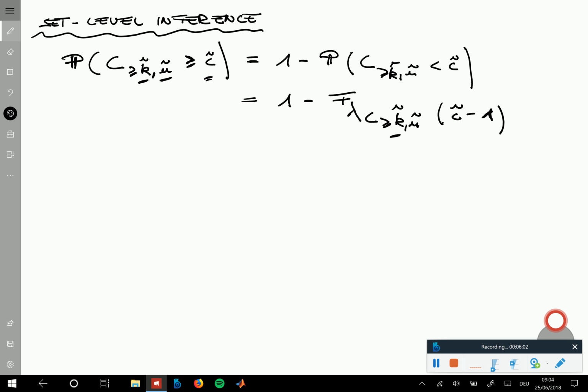Why these set level inferences? They are there, I think, mainly for the reason that Friston et al. in 1996 realized that this would be a generalization of what had been done previously, namely at the cluster level and at the peak level, as we will also see in a second.